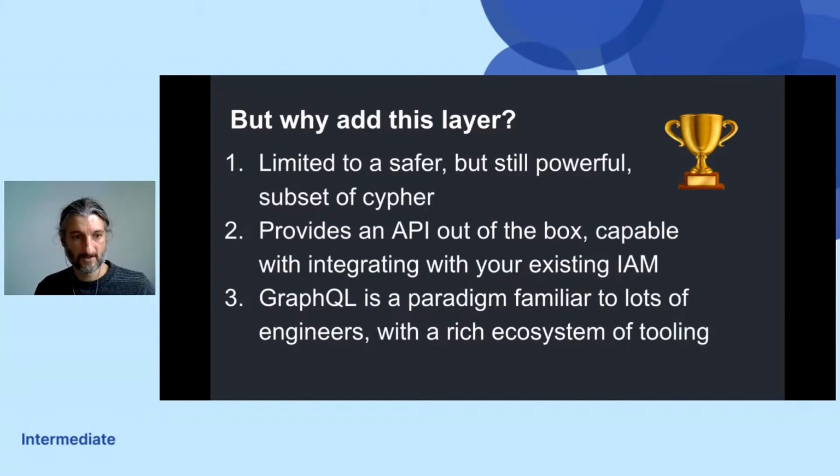And finally, GraphQL is quite new as a technology, maybe less than 10 years old, but it's really growing in popularity very quickly. And there's a rich ecosystem of tooling around it. So you're providing people who want to interact with the data with something more familiar than saying, go off and learn Neo4j and Cypher. So those are all three very important principles which have enabled us to have a lot of success.